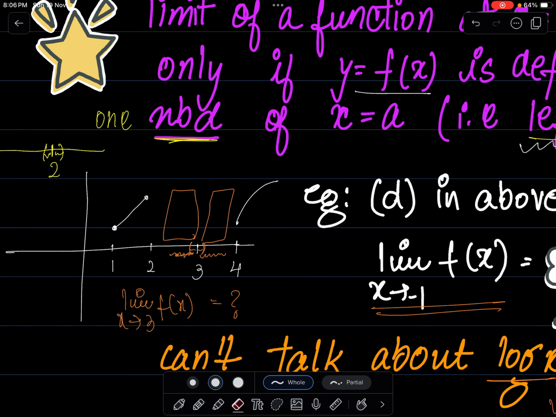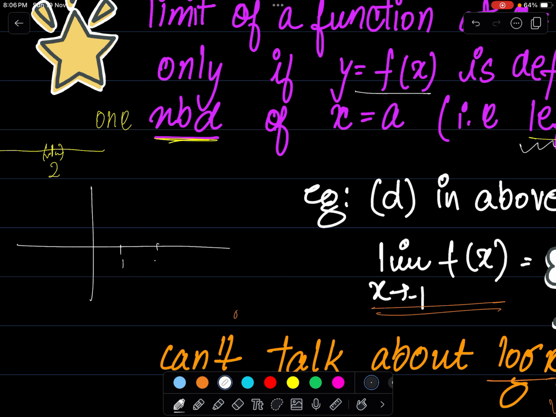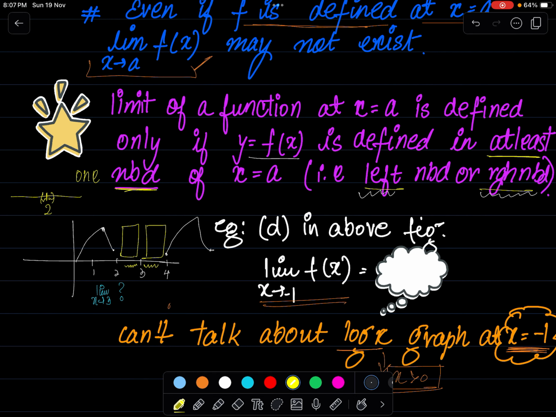I'm going to give you an example by drawing a graph. So consider, we can draw any graph for an example. So consider this is how I am defining the graph. Okay, this is my graph. Now when I ask you what is limit x tends to 3, can we find it? No, because it is not even defined near its neighborhood. See, there is no graph in this area. So how can you talk about a limit? That's what it means. It should be defined in at least one of the neighborhoods.